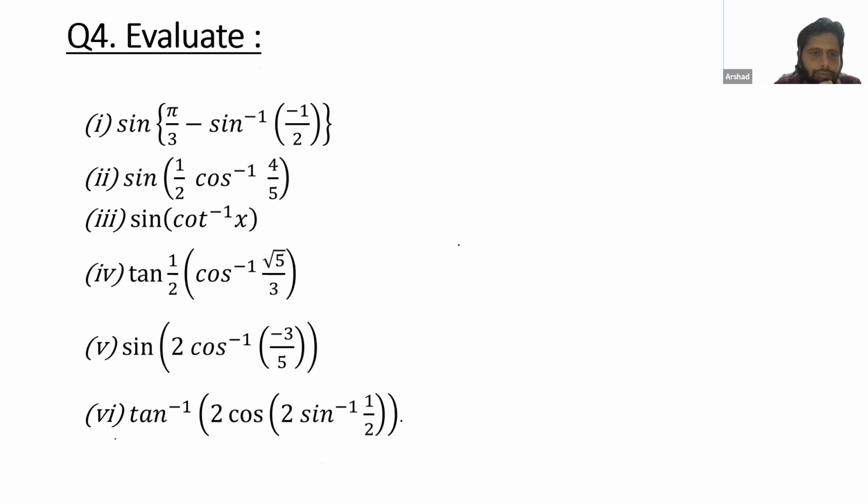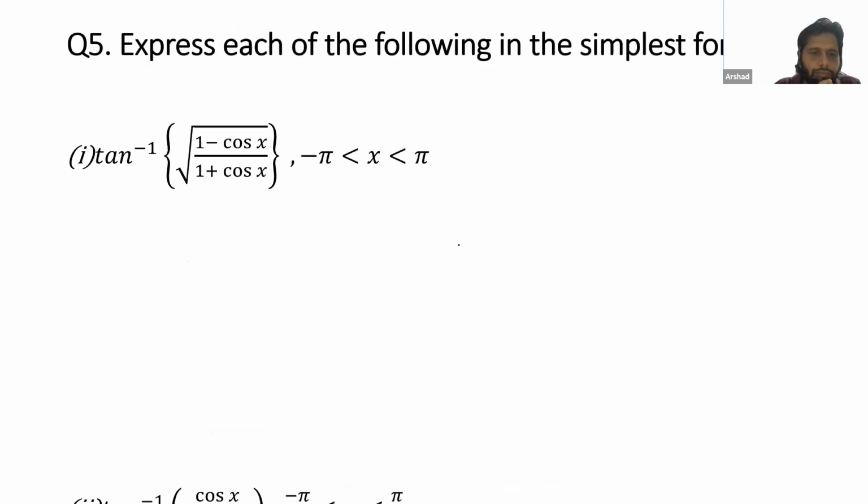So the rest we will do later on. We will start with these questions. Please check here. Here we have tan inverse under root of this. In these types of questions, if it is tan inverse, then inside this bracket we should have a tan.